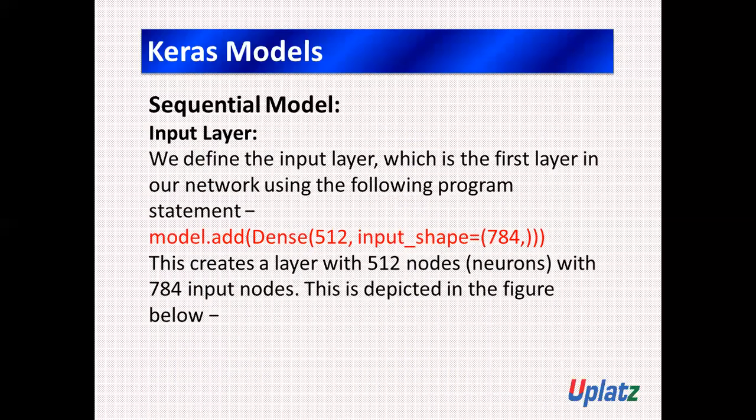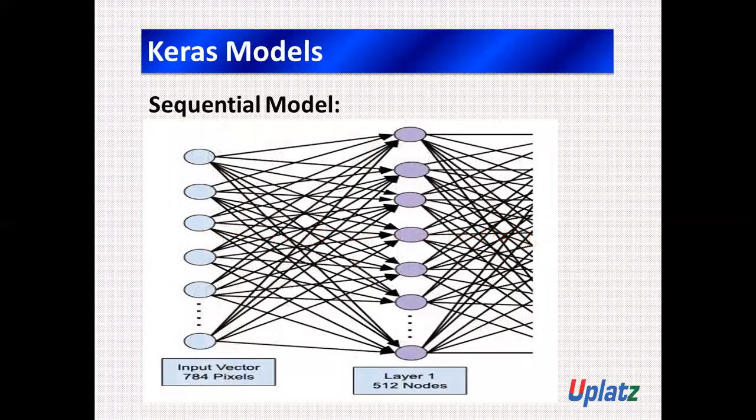So we define the input layer, which is the first layer in our network, using the following statement: model.add(Dense(512, input_shape=784)). This statement is going to create a layer with 512 nodes or neurons with 784 input nodes, that you can see in this image.